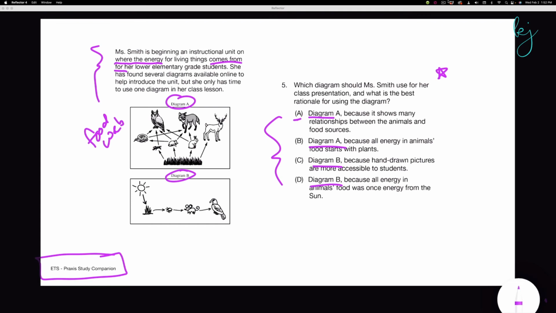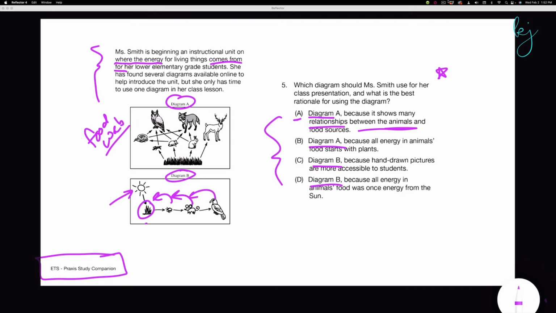And while it shows lots of different relationships between and among animals, what we're looking for is the source of energy for all animals. And what is the source of energy for all animals? The sun. Because the sun shines down on the grass or plants. The plants turn that energy through a process of photosynthesis into carbohydrates. Then the bug eats the grass, then the mouse eats the bug, then the bird eats the mouse.